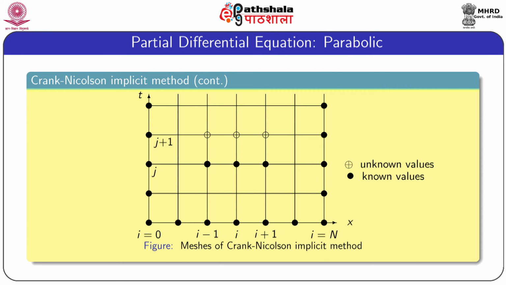This is the diagrammatic representation of the Crank-Nicholson implicit method. Here also the filled circles represent the known values, that means the initial values, and the left and right boundaries are given or known, and the open circles represent the unknown values of u. From this diagram we see that if the three values at level j are known, then we can calculate the three values at level j plus 1 using the Crank-Nicholson implicit scheme.